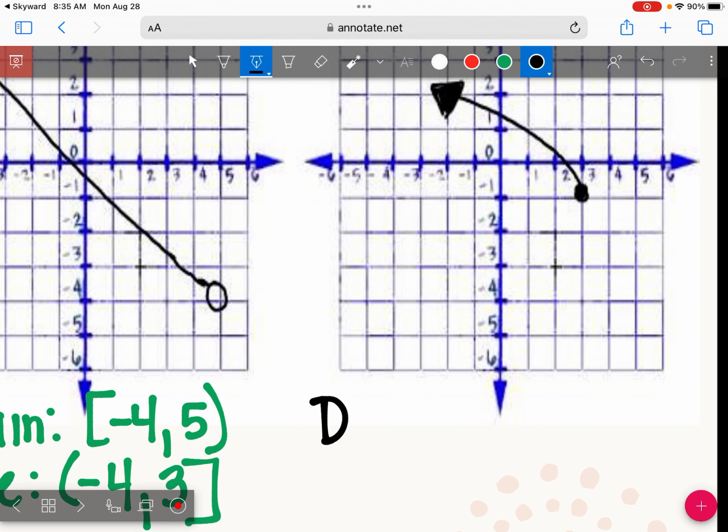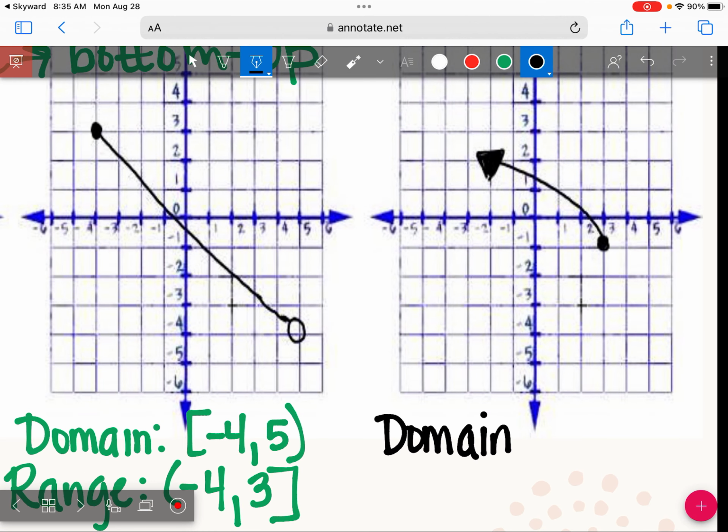And then lastly, your domain. So for this last graph, coming from the left, do you see how there's an arrow pointing to the left? So this arrow is going left and up. So from the left, that means the domain is coming from the smallest number, which will be what? -infinity. And it stops here. What does x equal right here? 3. So -infinity to 3.